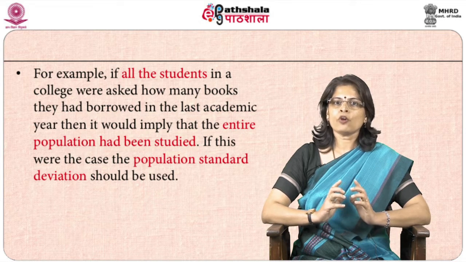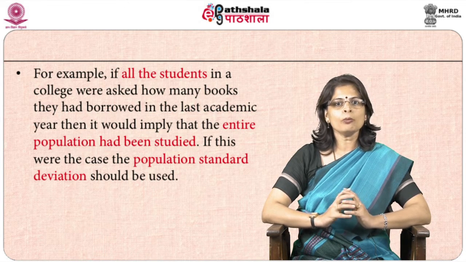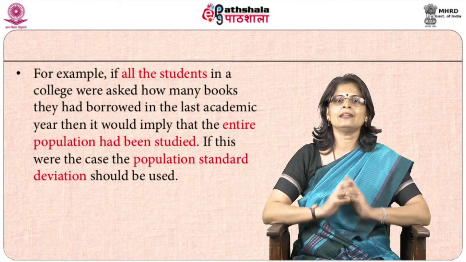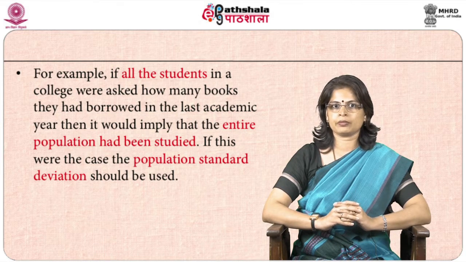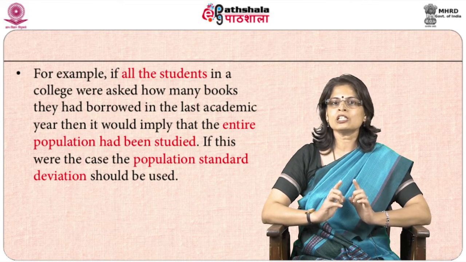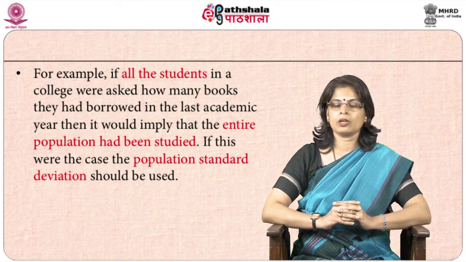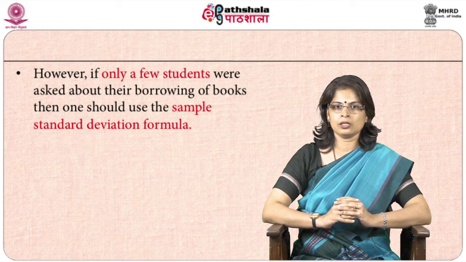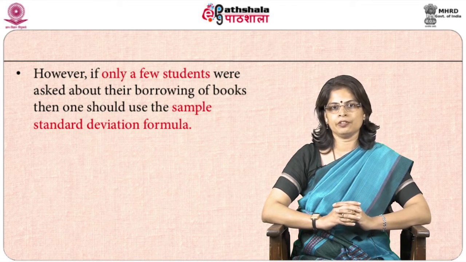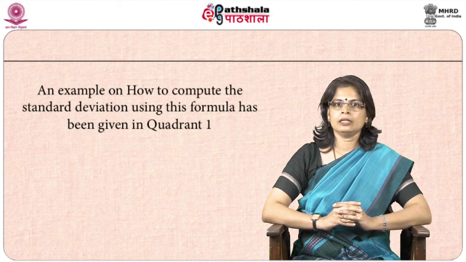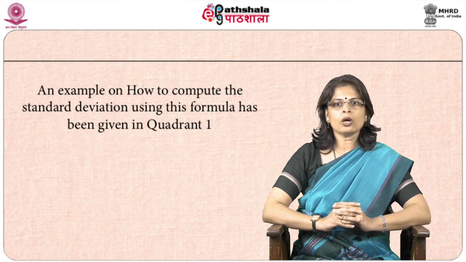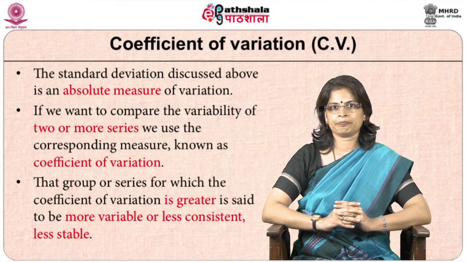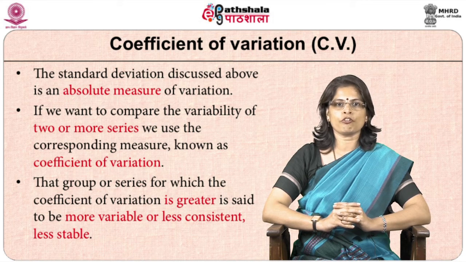For example, if all the students in a college were asked how many books they had borrowed in the last academic year, then it would imply that the entire population has been studied. If this was the case, then population standard deviation should be used. However, if only a few students were asked about their borrowing of books, then one should use the sample standard deviation formula. An example on how to compute the standard deviation using this formula has been given in quadrant 1.